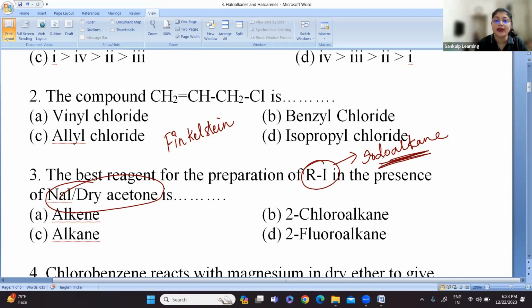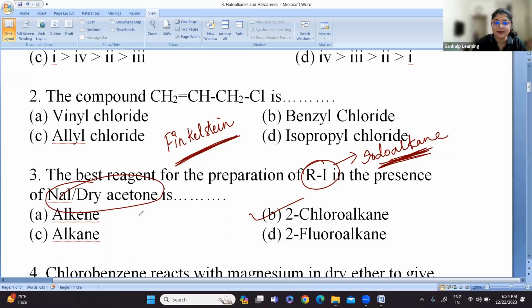So you can prepare your iodoalkane. I want to prepare an iodoalkane. So here, which is the reagent? It is 2-chloroalkane. I'll take an example directly. So the answer is B. Whenever you want to prepare iodoalkanes, you can prepare them from alkyl chlorides or bromides, in the presence of sodium iodide in dry acetone. So this is known as Finkelstein reaction.